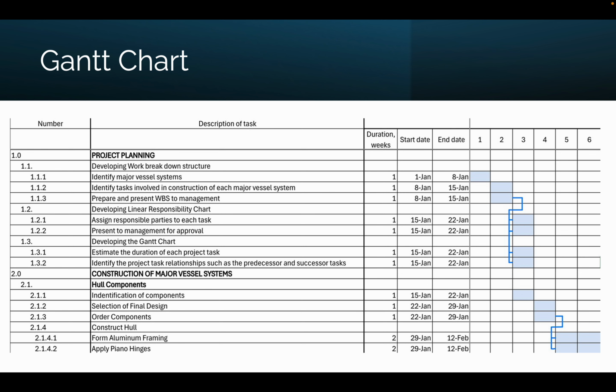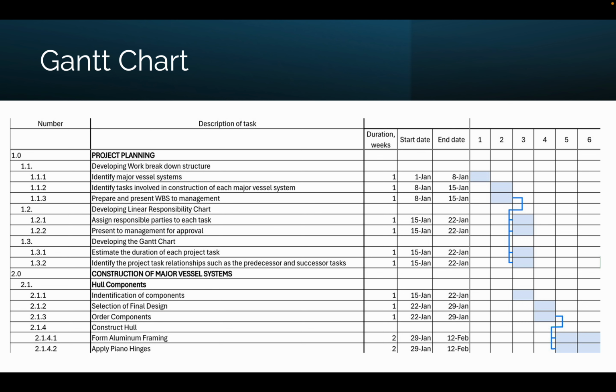So for the Gantt chart, our project started the 1st of January, and we see that the first activity here is to identify the major vessel systems. We were also able to identify the predecessor and successor tasks, which are shown by the line that goes from the second week to the third week.